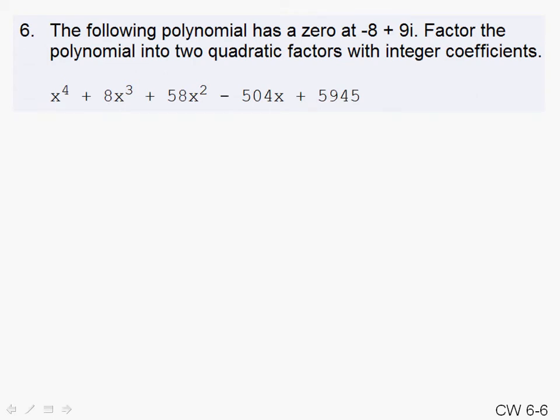Classwork 6-6, number 6. The following polynomial has a 0 at -8 plus 9i. Factor the polynomial into two quadratic factors with integer coefficients.